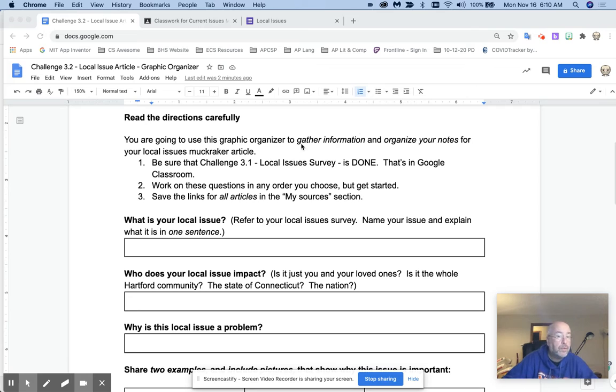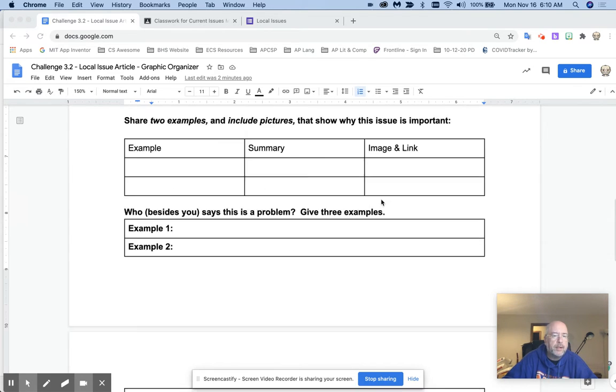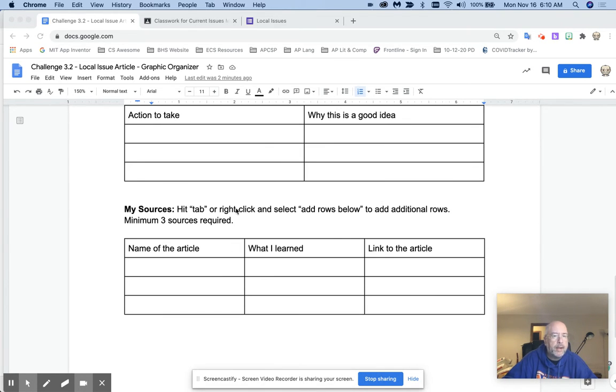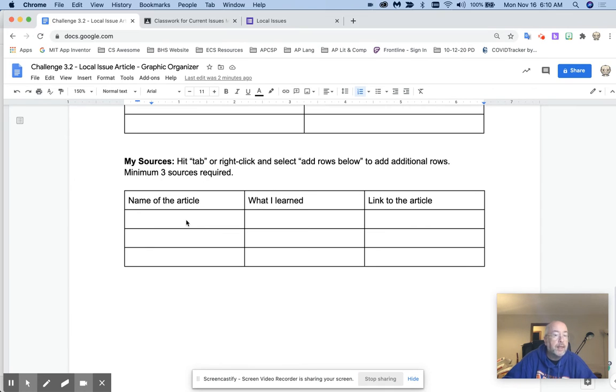Now, let's go through the questions. It says, work on these questions in any order you choose, but get started. So I don't know where to start. Well, look at the questions and pick one. And then make sure that you save all your articles in the My Sources section. Right here, My Sources. Hit tab and collect add rows below, and you put all your sources, the name of the article, what you learned, and a link to the article.